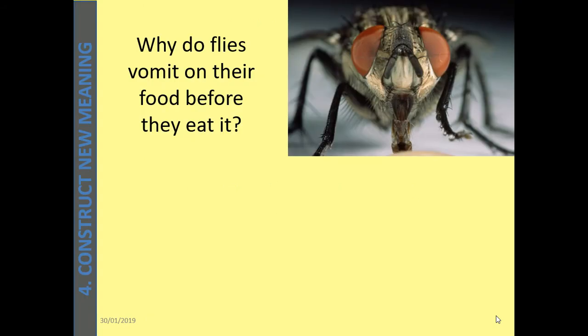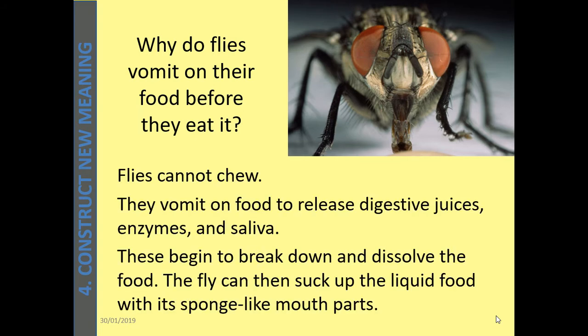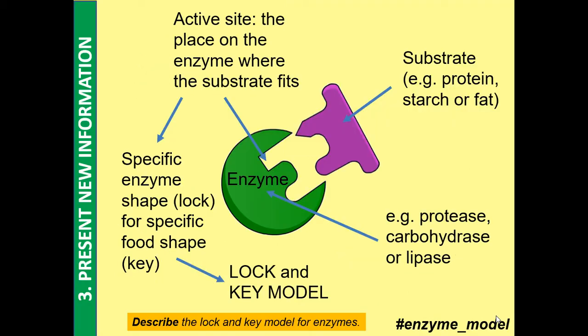Okay, this is just a bit of interest really. Why do flies vomit on their food before they eat it? Basically, they can't chew food. They vomit on their food to release digestive juices, enzymes and saliva, and they begin to break down the food, digest the food, and then they can suck it up as a liquid form so that it's easier for them to pass it through their body.